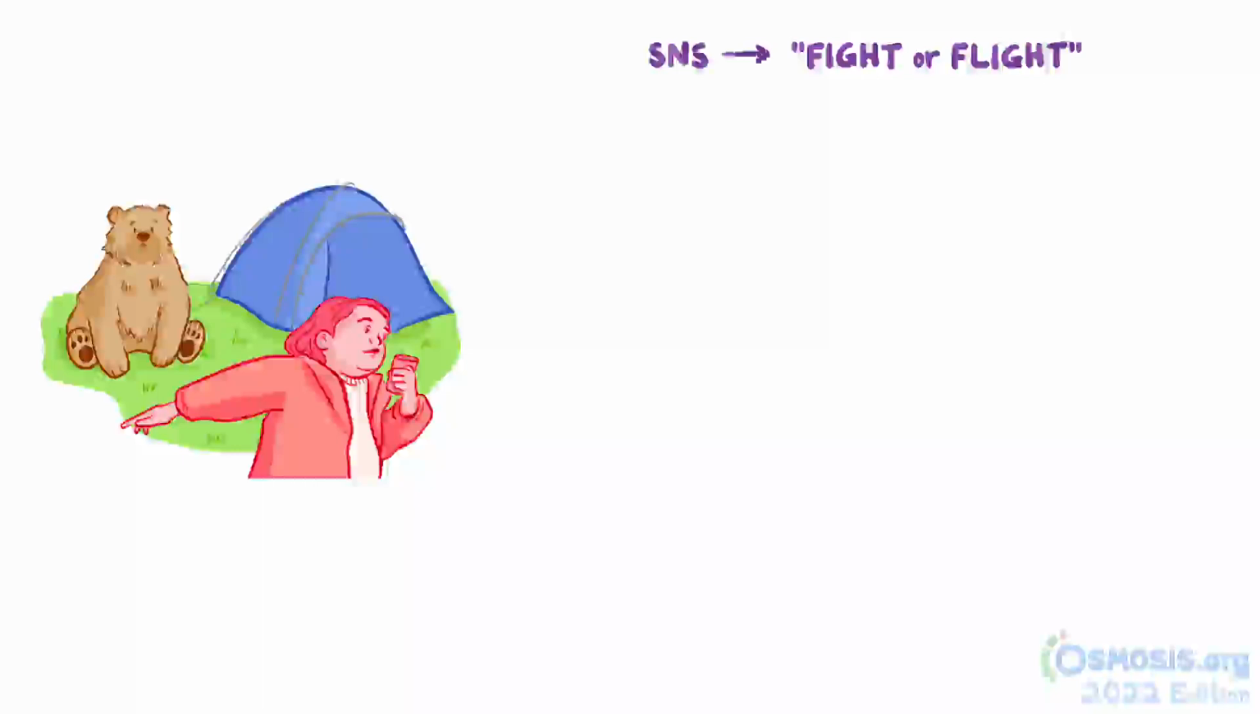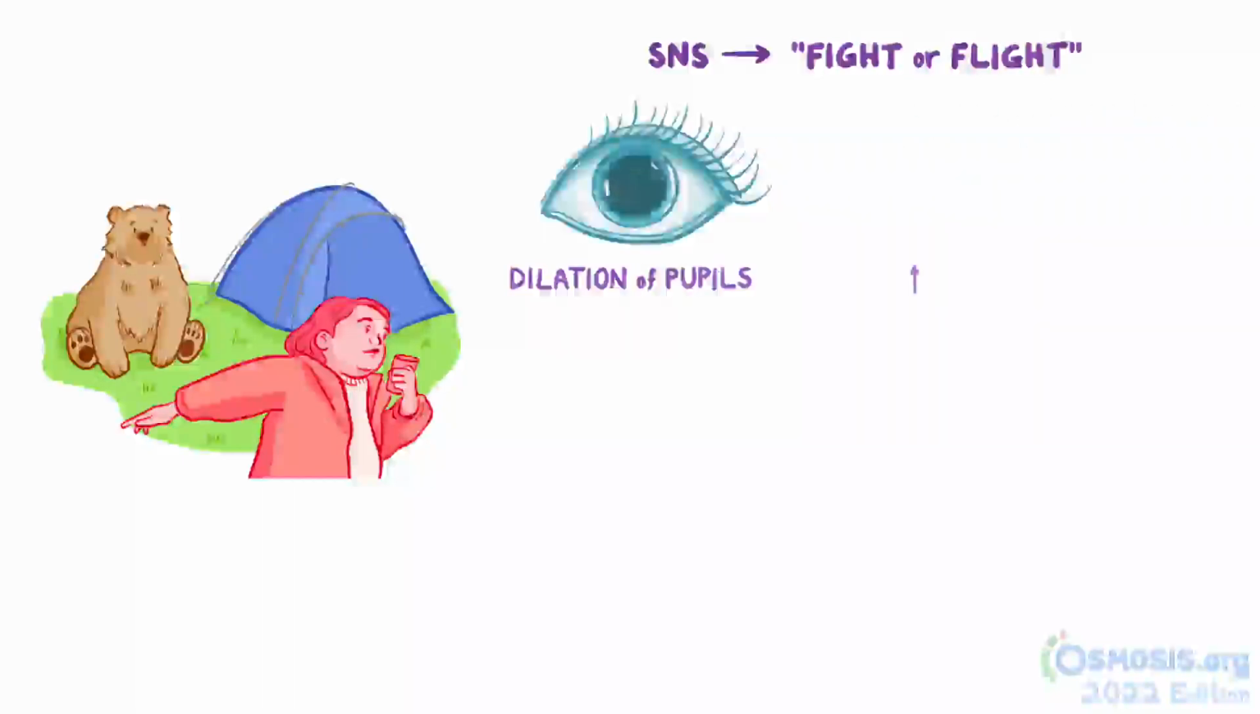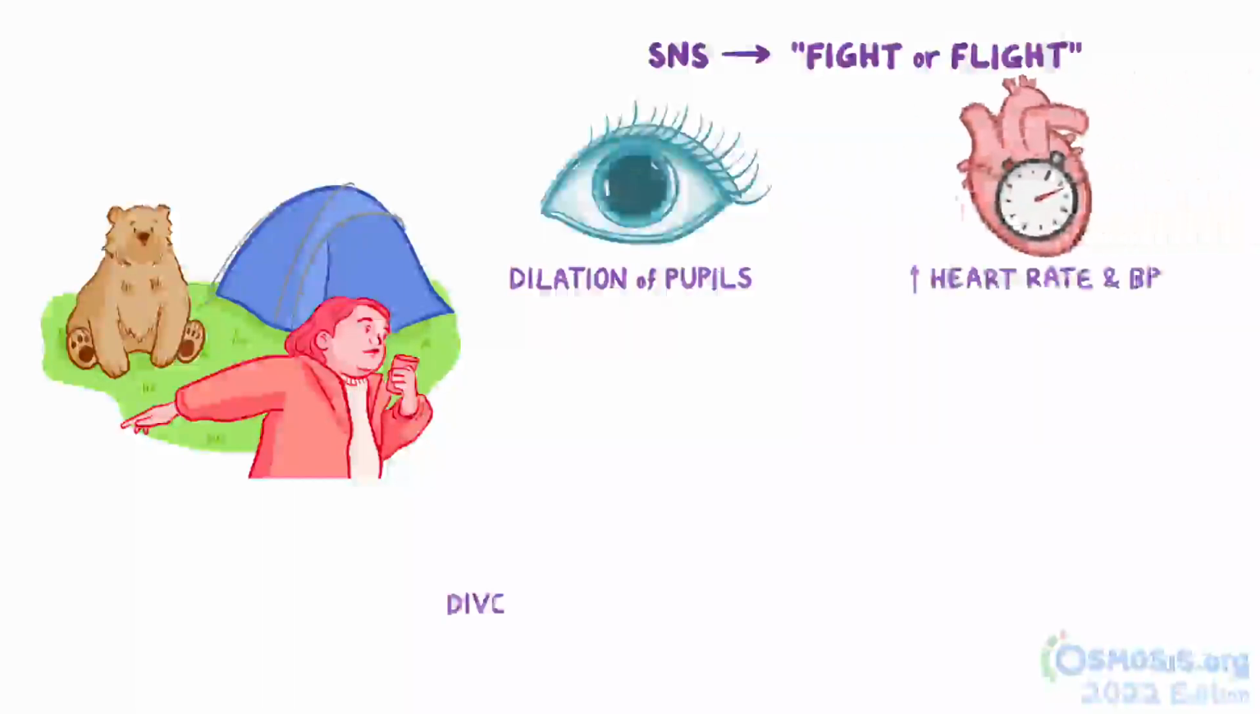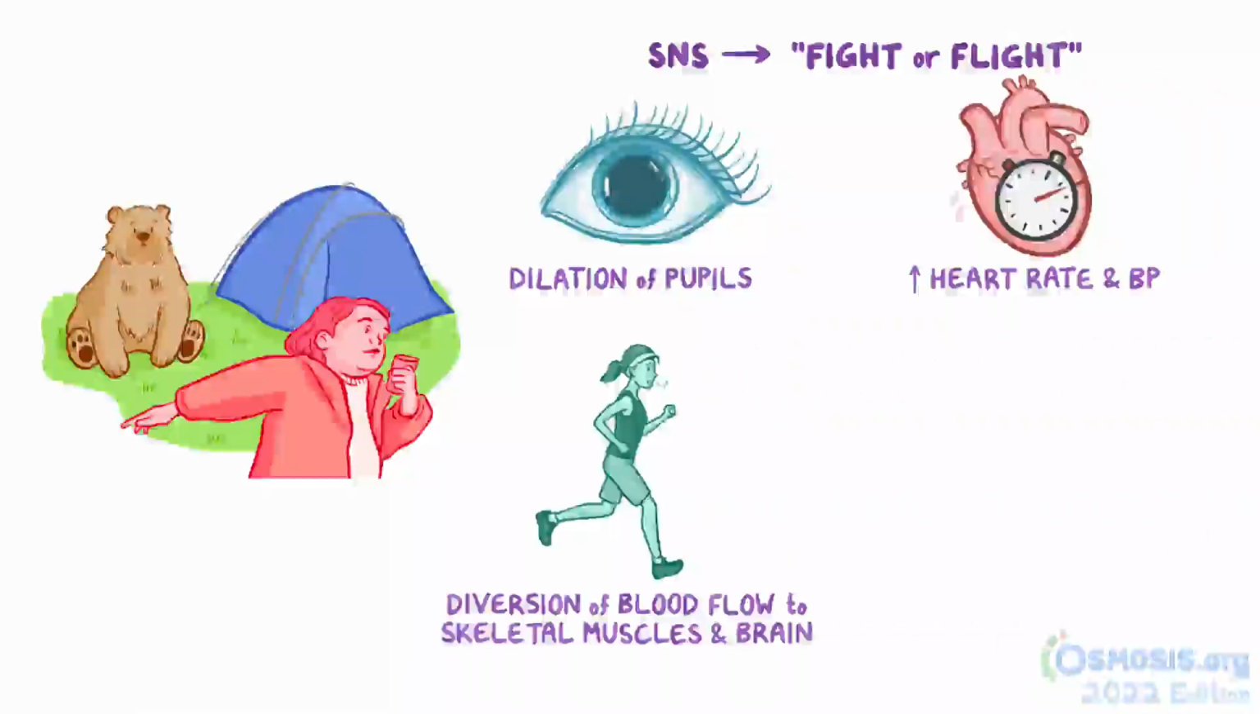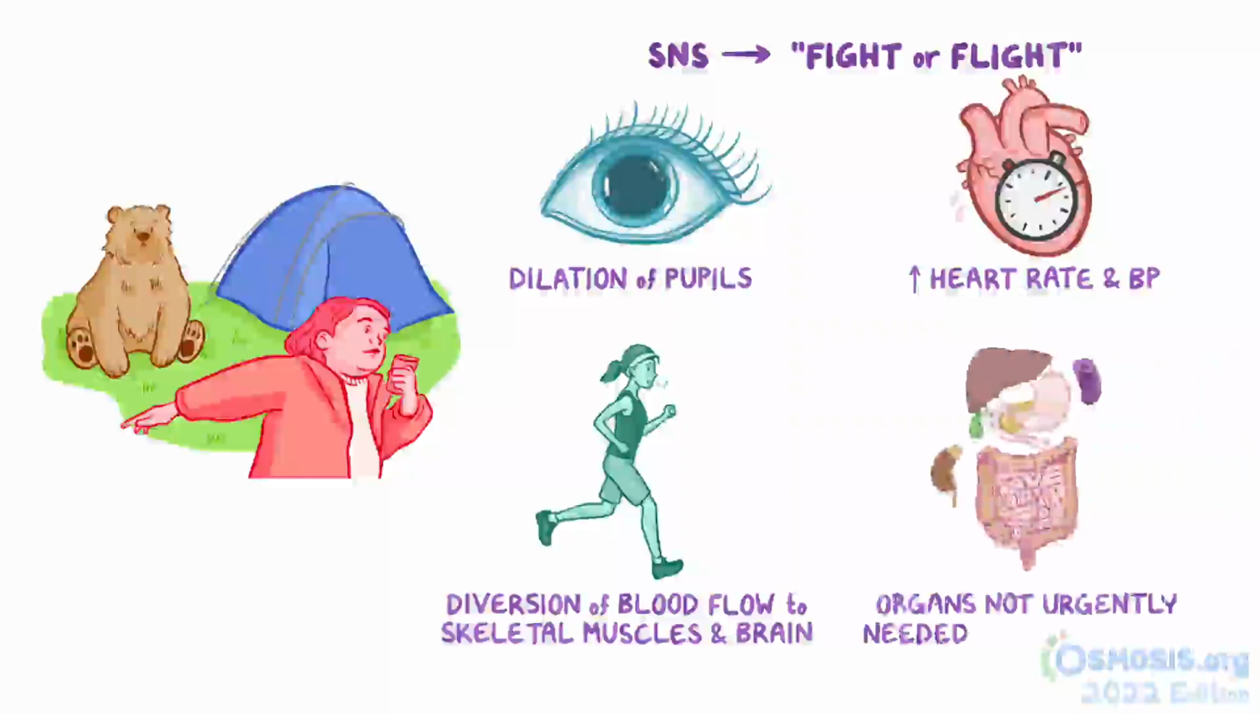For example, the sympathetic nervous system will cause dilation of the pupils to improve vision, increased heart rate and blood pressure, and diversion of blood flow to the organs that will help with our fight or flight response, like skeletal muscles and the brain. On the flip side, organs that are not urgently needed to address the immediate stressful situation, like the kidneys and the gastrointestinal tract, are toned down.